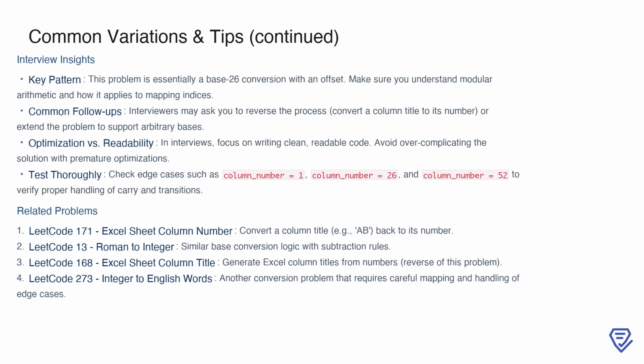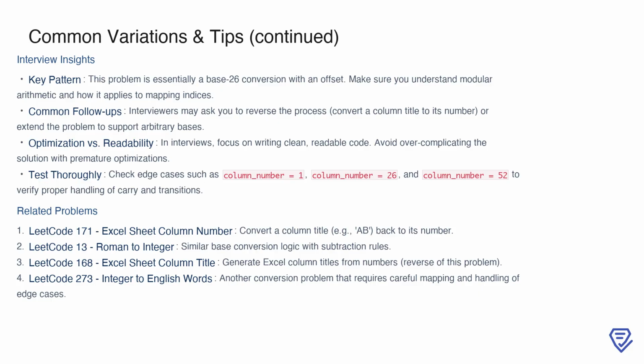Understanding the underlying pattern in this problem is crucial. At its core, this is a base 26 conversion with an offset. Familiarity with modular arithmetic will help you map indices correctly. Interviewers often take this a step further by asking follow-ups, like reversing the process to convert a column title into its corresponding number. They might also challenge you to adapt your solution to handle arbitrary bases, so understanding the general principles of base conversions is essential.